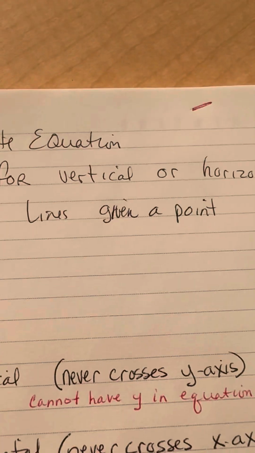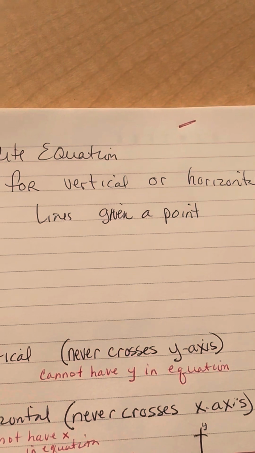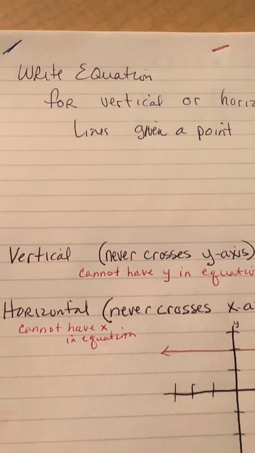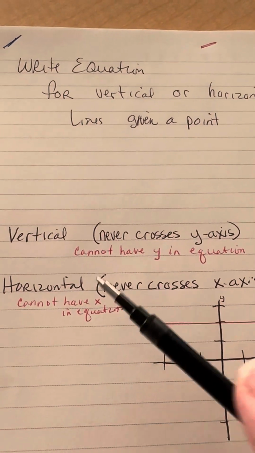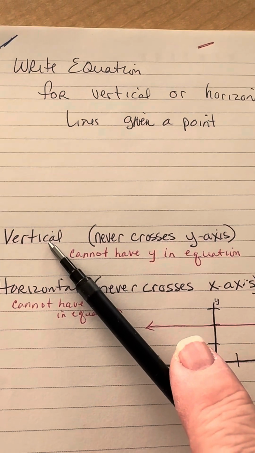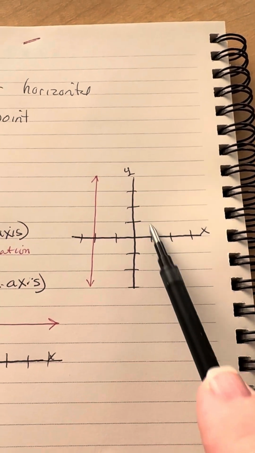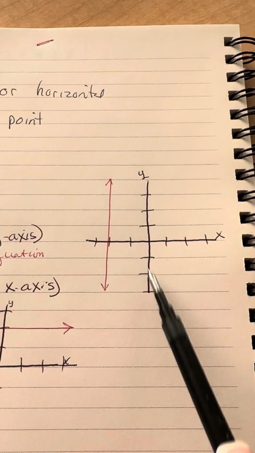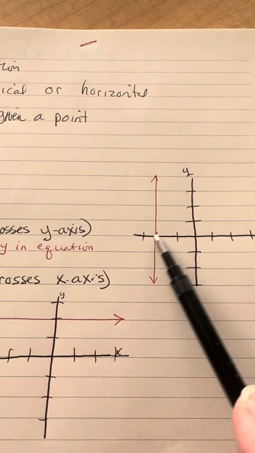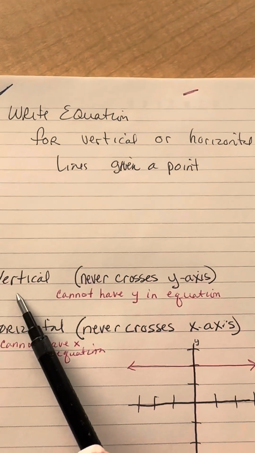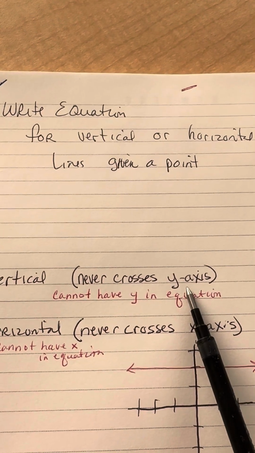Okay, to write equations for vertical and horizontal lines given a point, first we need to start with remembering that a vertical line is a line that never crosses the y-axis. So here's a vertical line. It's running parallel to the y-axis. And parallel lines never cross each other, so that's why we say a vertical line never crosses the y-axis.